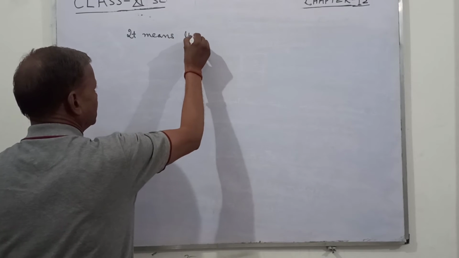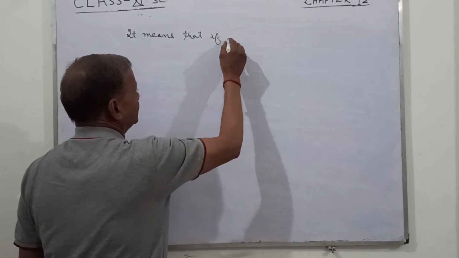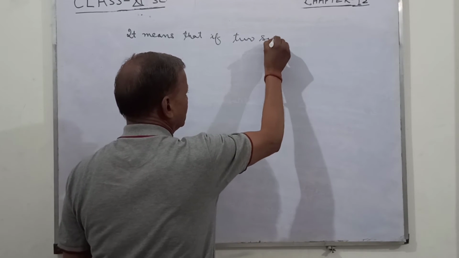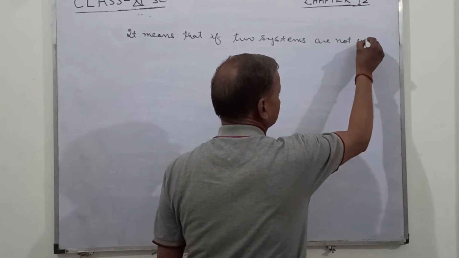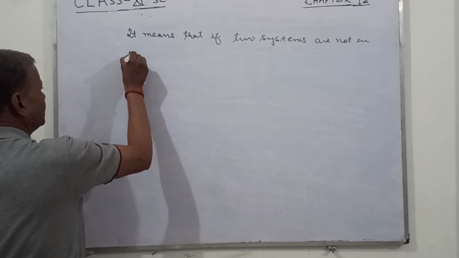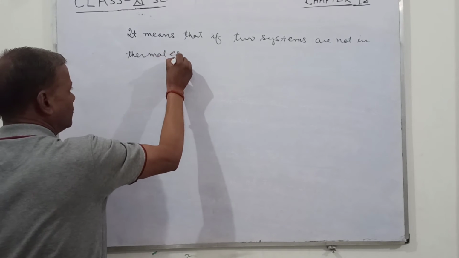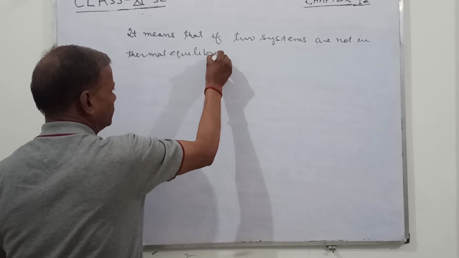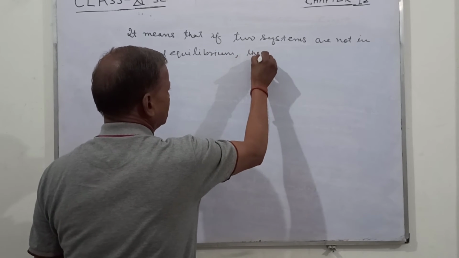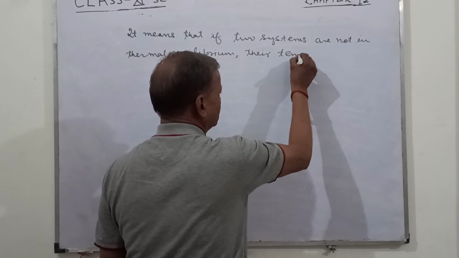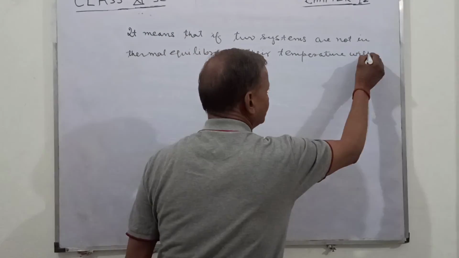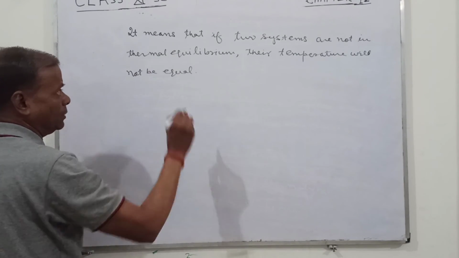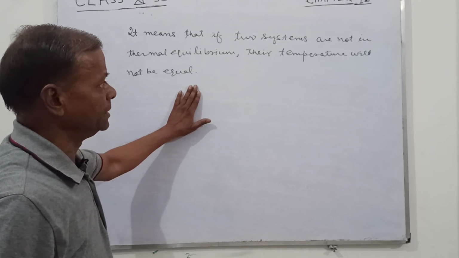It means that if two systems are not in thermal equilibrium, their temperature will not be equal. And if they are in thermal equilibrium, then their temperature will be equal.